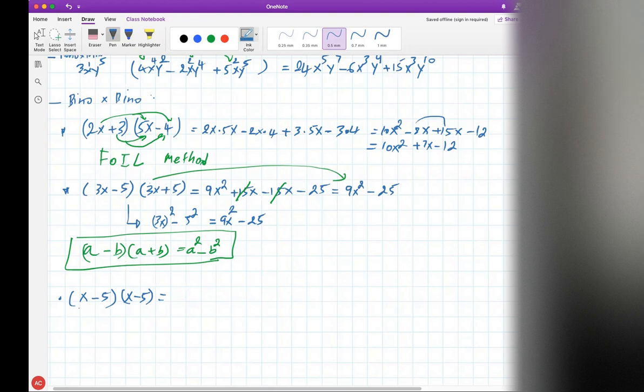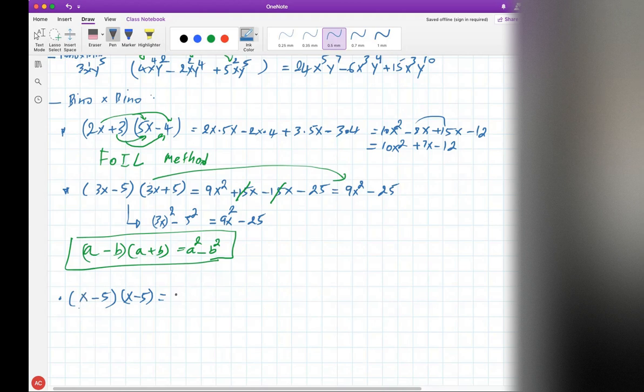The second one is (x minus 5) whole squared. The formula would be: you square the first term, then multiply both terms together by 2, and you square the last one. Again, if anybody knows that formula, feel free to use it. If not, I would suggest you just distribute. It doesn't take that long.